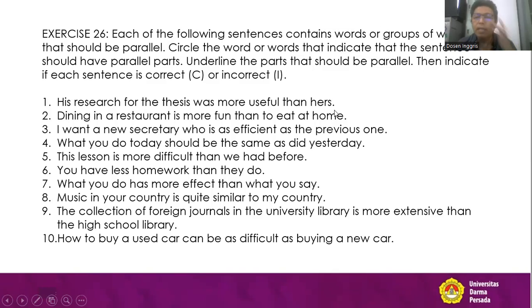And then finally, do you find that the sentence is parallel or not parallel, correct or incorrect? So the answer is, since the first thing, his research, is a noun, and hers is also a noun in terms of pronoun, we can say this is correct. This is correct. So I think you can go on with number 2 till number 10.